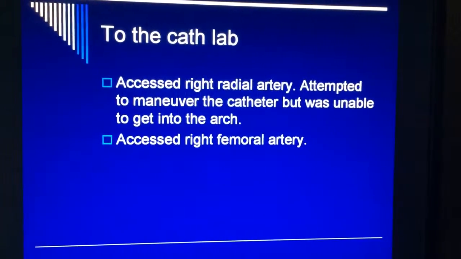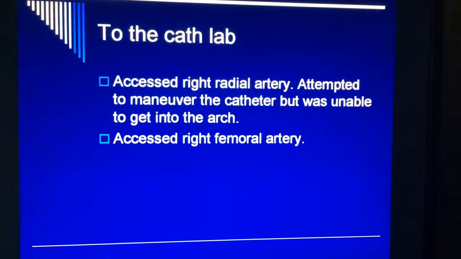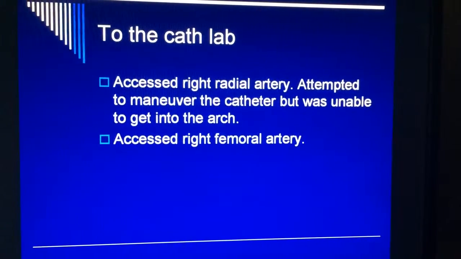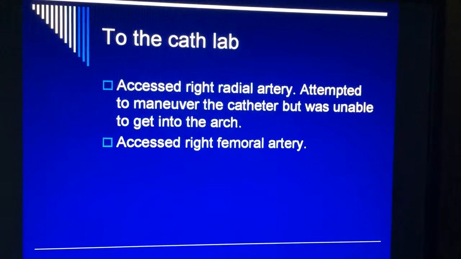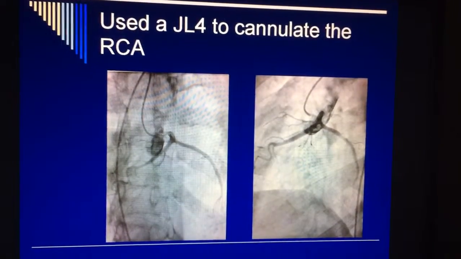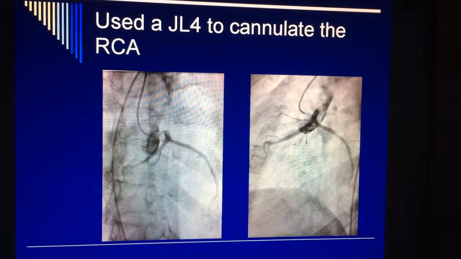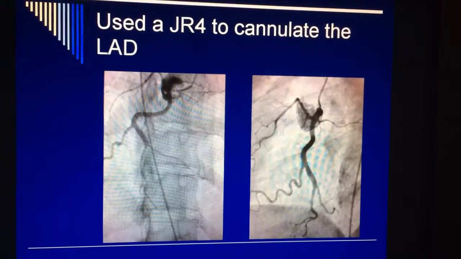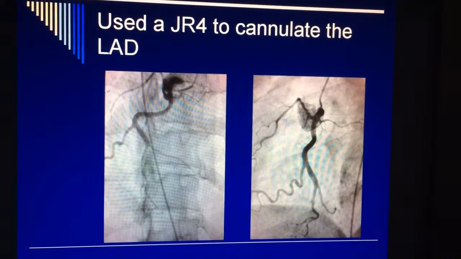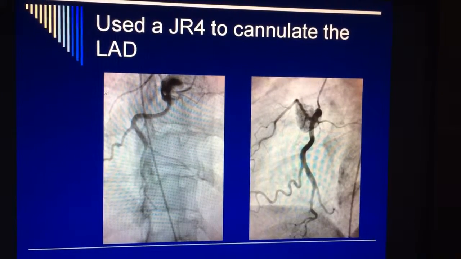We attempted to access the right radial artery. We had a hard time getting the catheter into the arch the correct way because it was backwards due to the dextrocardia. So we decided to go through the right femoral artery. We had to use a Judkins left coronary catheter to cannulate the right coronary artery. We also had to use a Judkins right coronary artery catheter to get to the left coronary artery.